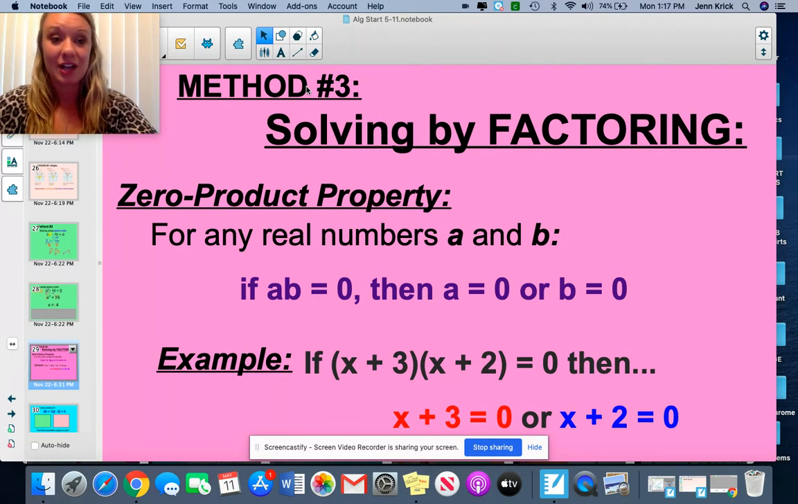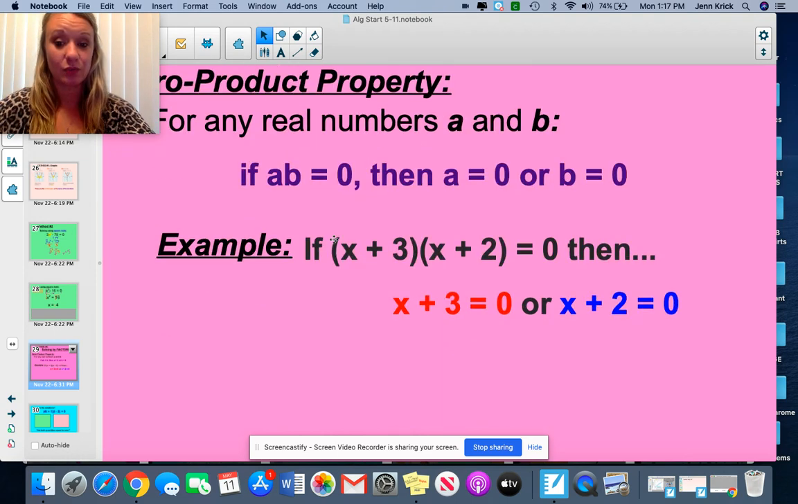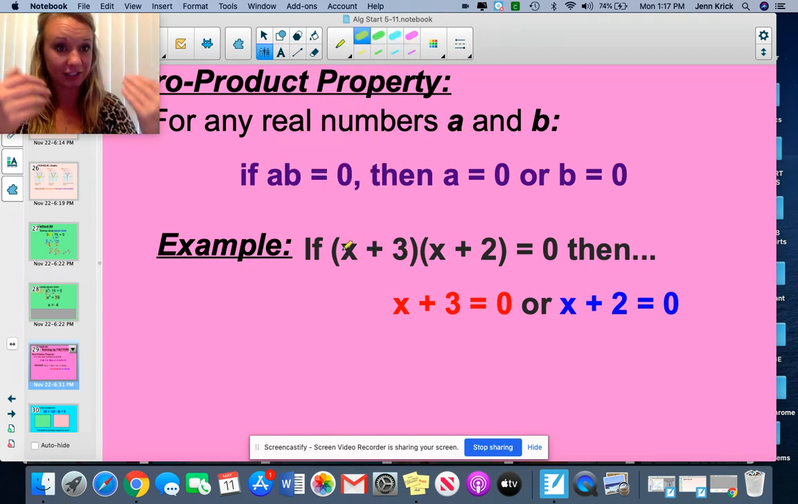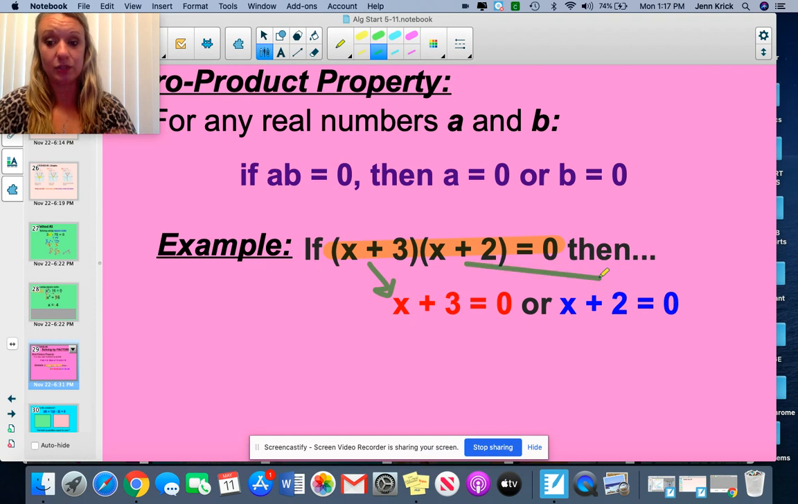Okay, last method, and this is the most critical for your algebraic labs here. When we are solving by factoring, we're looking at the zero product property. That is just fancy words for, okay, look at the example that you've got. If I showed you that you have x plus 3 and x plus 2 as your quantities here, that's like if you factored a trinomial and you got these two binomials and they were set equal to 0, you can set each one equal to 0 to solve for x. So I did x plus 3 equals 0 and x plus 2 equals 0.